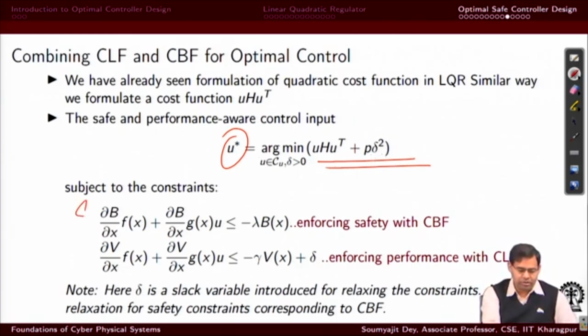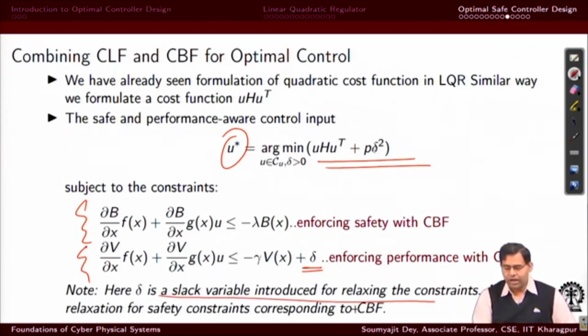The first constraint is the barrier function. The second constraint is the Lyapunov function. You see, inside the Lyapunov function, we add some small delta value, which is also here. This is called a slack variable. It relaxes the constraints, because if I just force the Lyapunov function, all the sub-level sets are also invariant, right. So, I can actually relax the constraint there, but for safety, no such relaxation is done.